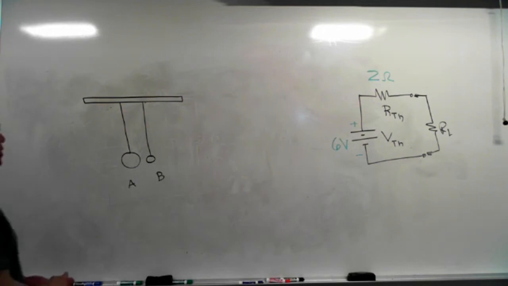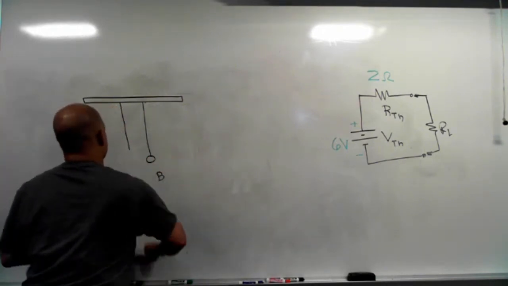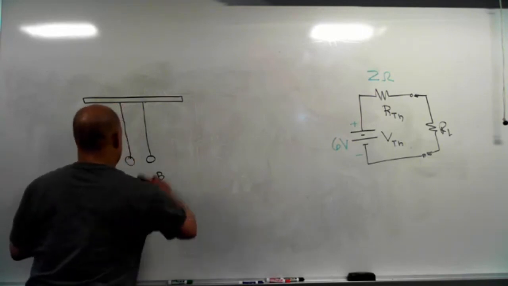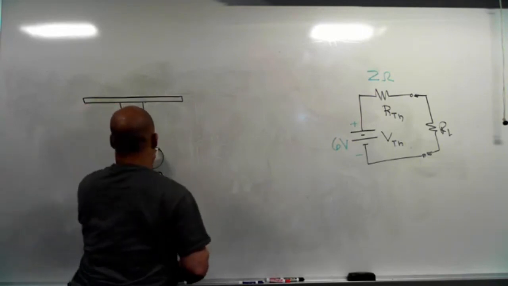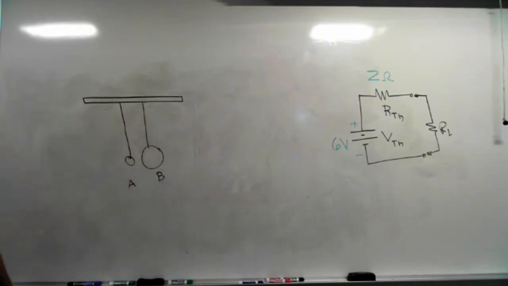What if I reverse this? What if I made ball A like this, and I made ball B like this, and I pull ball A up here, and let it go? What will happen in that situation?